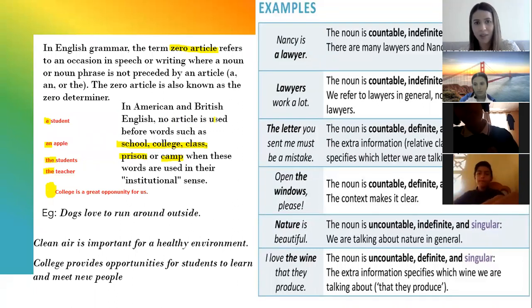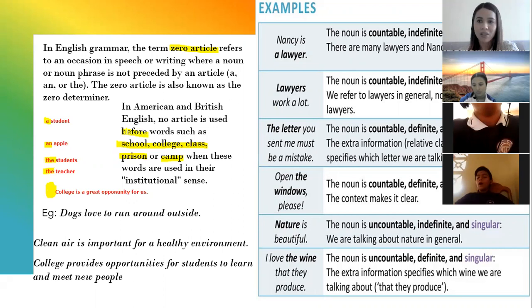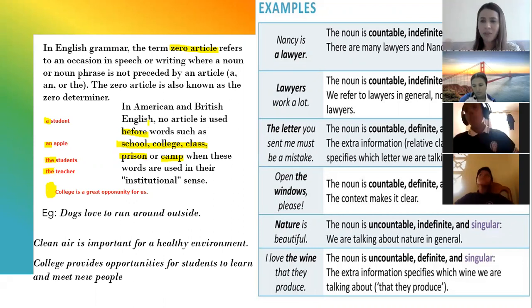For example, this word, before. Americans say before, but in British there is more stress. They say before. Okay, just with the pronunciation.